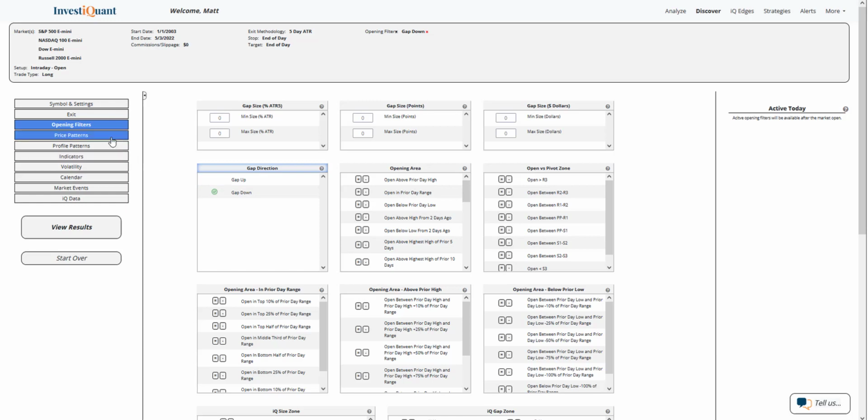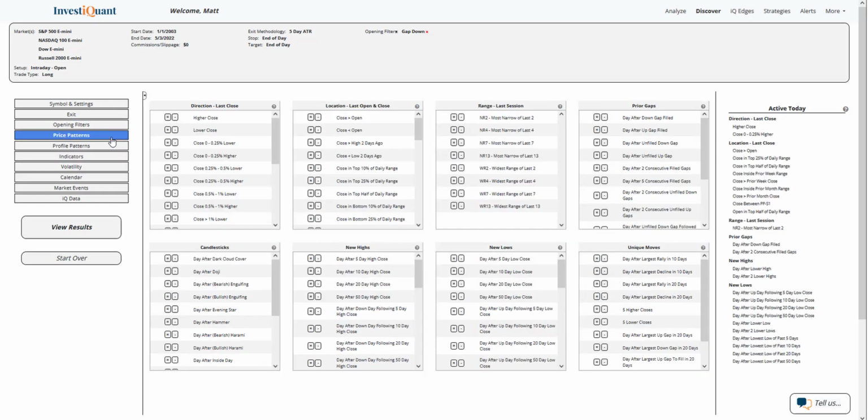All right, next I'm going to go to the price patterns library, and I'm going to use two different patterns here for this test. The patterns I'm going to be using are coming from the active today, which means they are true for today's session. I'm going to click on this one right here that says close in top 25% of daily range. That means the close is up near the highs of the daily range. And then I'm also going to go down to the new lows section and the very bottom option, day after lowest low of past 50 days. So that means we made the lowest low of the past 50 days and then closed up near the highs of the session.